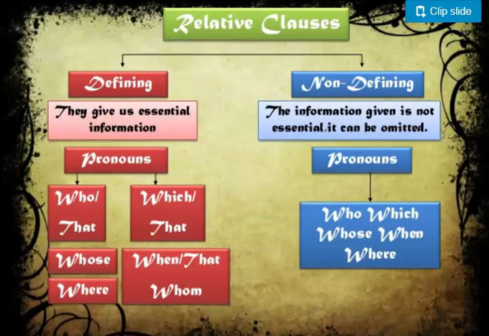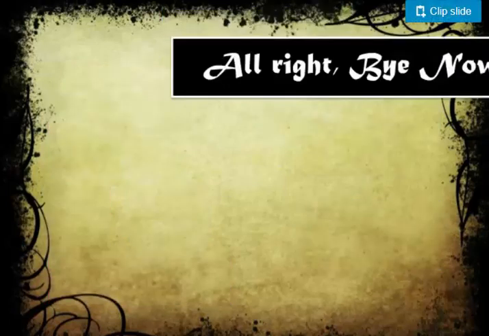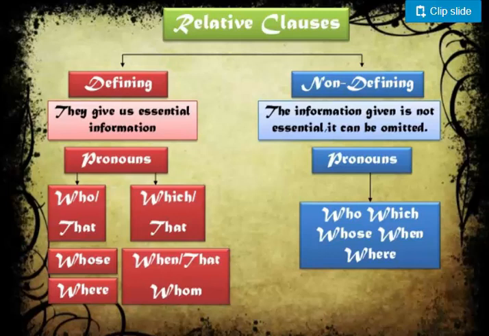So here is the flow chart for the comparison of both the defining and the non-defining. Defining clauses give essential information, and in non-defining the information given is not essential. It can be omitted. Defining includes the pronouns who, that, which, whose, where, when, and whom, and non-defining includes the pronouns who, which, whose, when, and where. Right? So this is the comparison between the defining and non-defining. So that's all right. This is all about the relative clause.